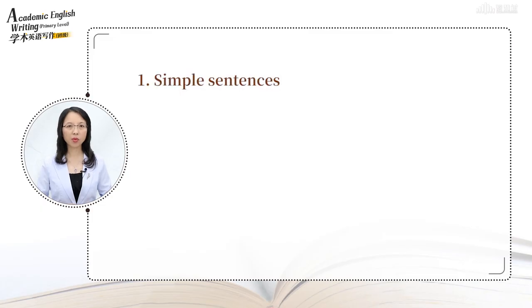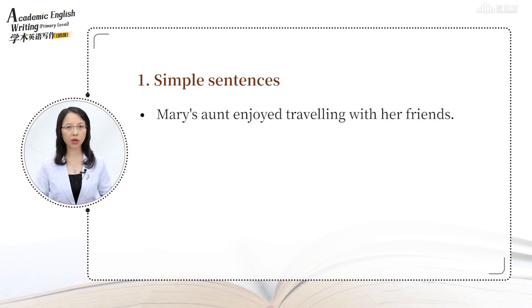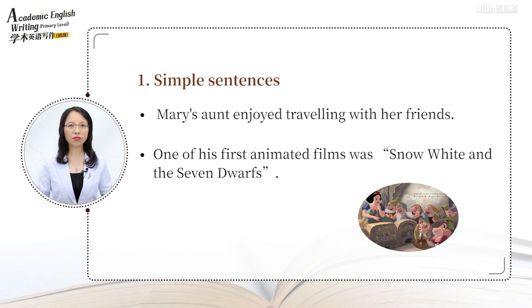1. A simple sentence has one independent clause and no dependent clauses. Mary's aunt enjoyed traveling with her friends. One of his first animated films was Snow White and the Seven Dwarfs. Both sentences have only one independent clause, so they are simple sentences.